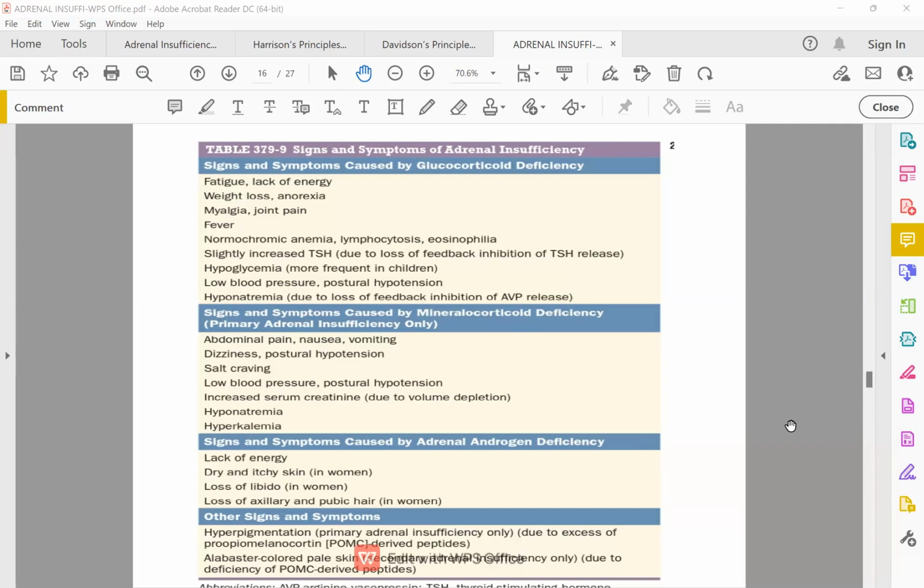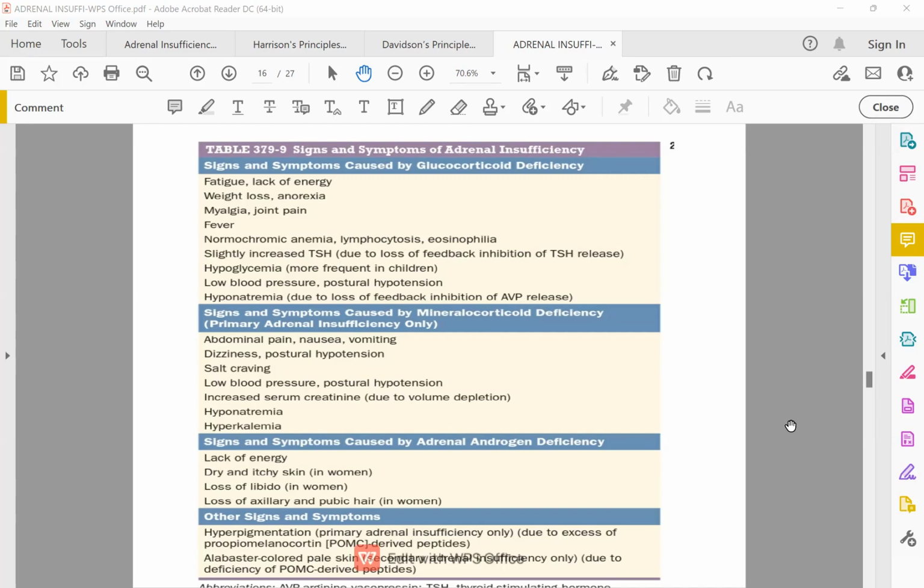And the features of mineralocorticoid deficiency are recurrent abdominal pain, nausea, vomiting, postural hypotension, dizziness, salt craving, and increased serum creatinine due to volume depletion, and electrolyte disturbances like hyponatremia and hyperkalemia. And the symptoms of adrenal androgen deficiency are lack of energy, dry and itchy hair, loss of libido, and loss of secondary sexual characters like axillary and pubic hair.